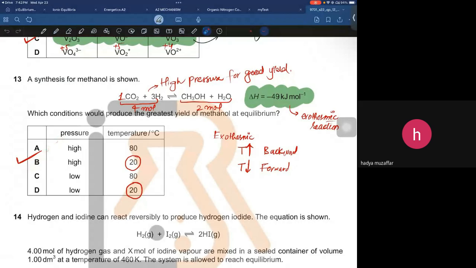So you must know the concept of equilibrium. That's it.